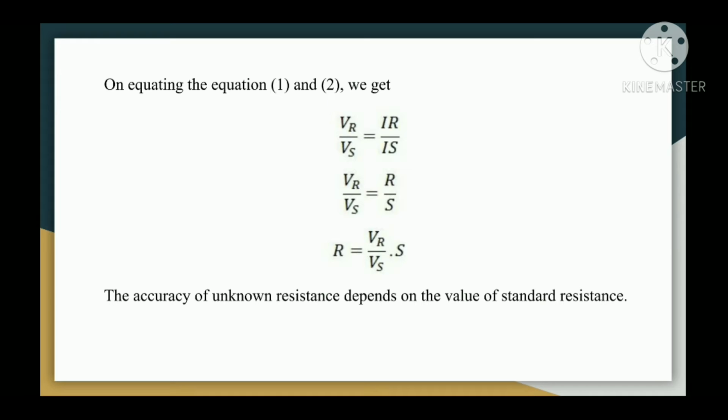On equating equation 1 and 2 we get VR upon Vs is equal to IR upon IS. VR upon Vs is equal to R upon S. So R is equal to VR upon Vs into S. So this is the formula for calculating the unknown resistance. R is the unknown resistance. The accuracy of unknown resistance depends on the value of standard resistance.